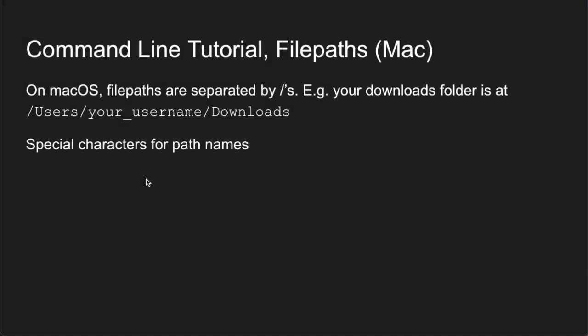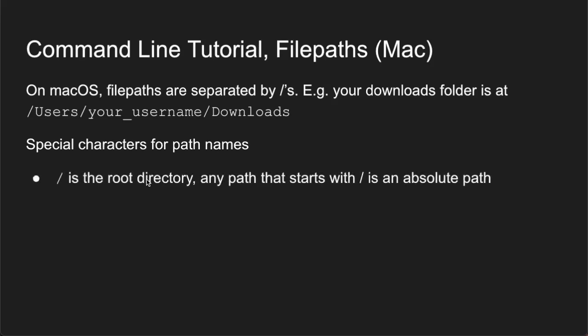Now, some special characters help you determine what's going on with these different paths. Number one, the / is your root directory. So any path that starts with a / is an absolute path. This will uniquely identify the path to that file and will work no matter where you are on your computer because it doesn't depend on the current directory. Any path that doesn't start with that is a relative path.